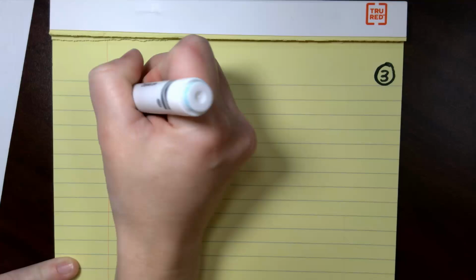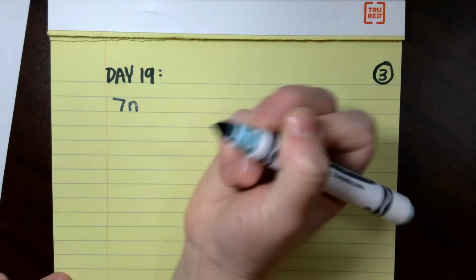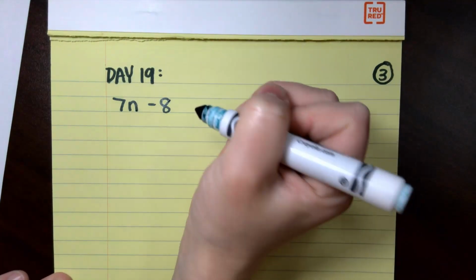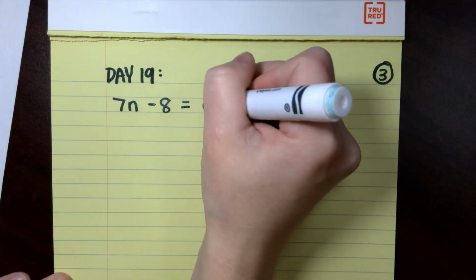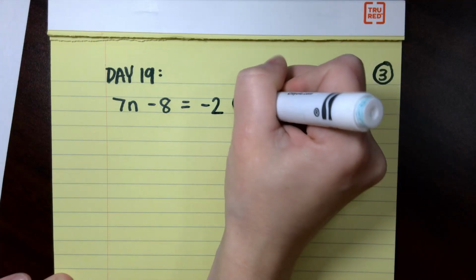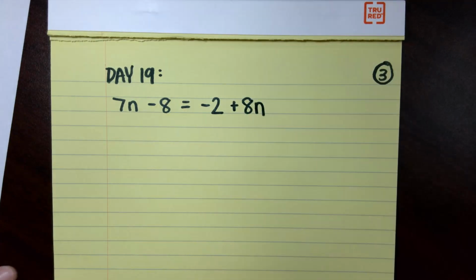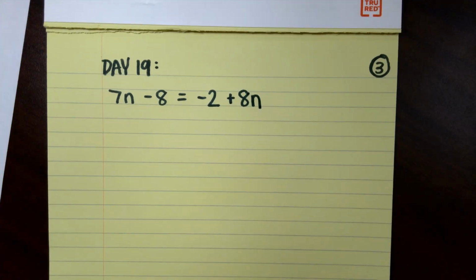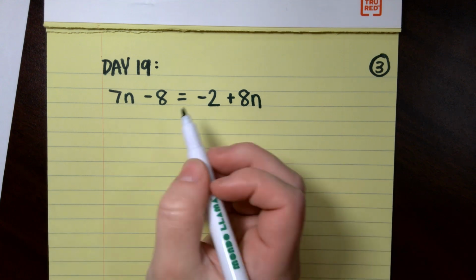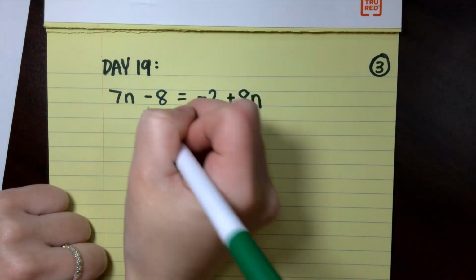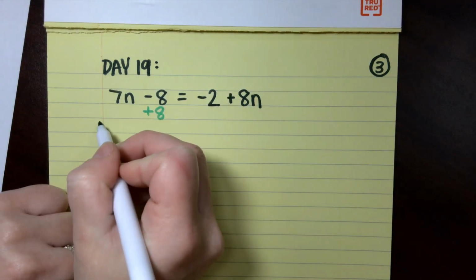So let's do another example just like that. What if I had 7 times n minus 8 equals negative 2 plus 8 times n? Okay, so what's something I could do first? Add 8. Yeah, we could go ahead and get rid of that minus 8. Let's start by adding 8. And where else do I add 8?